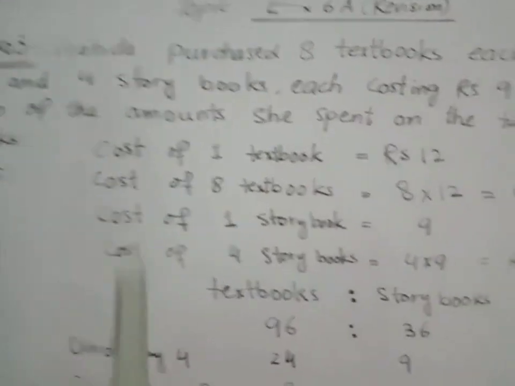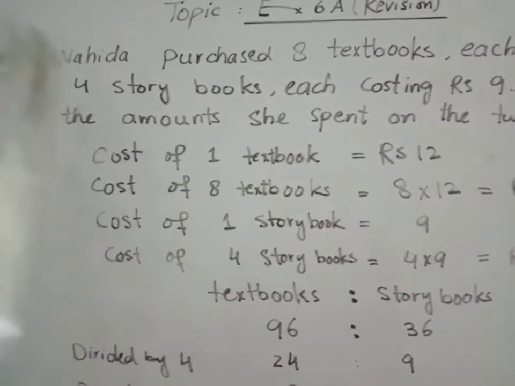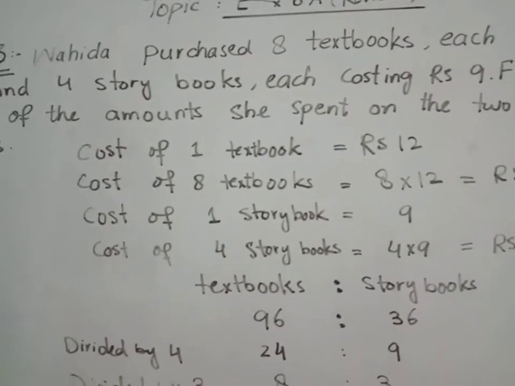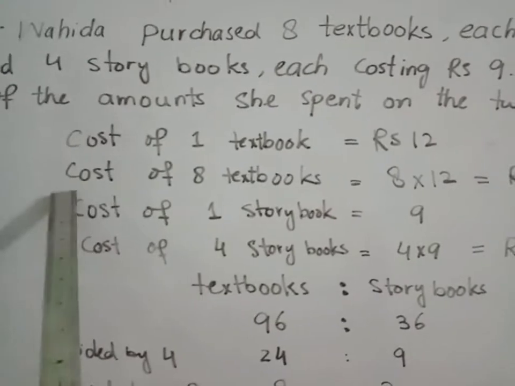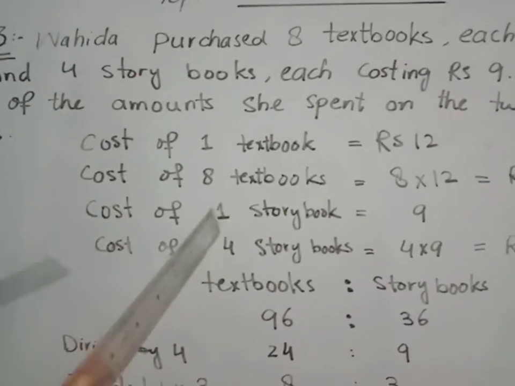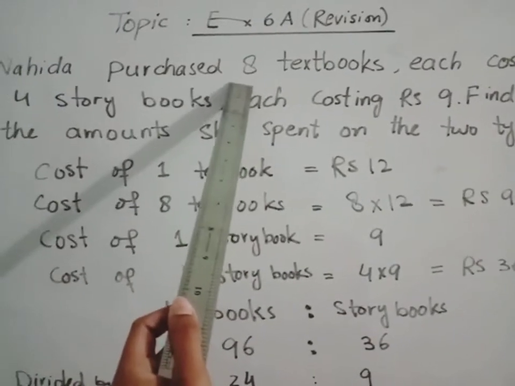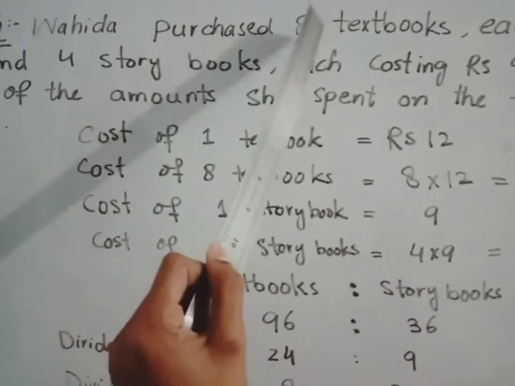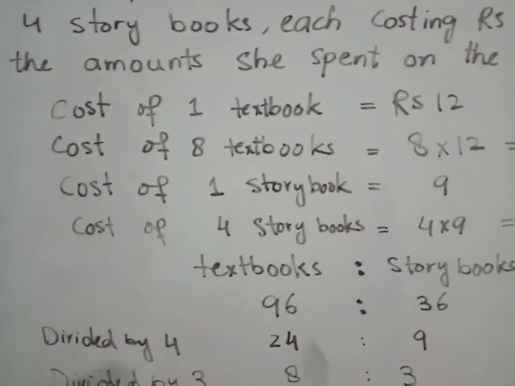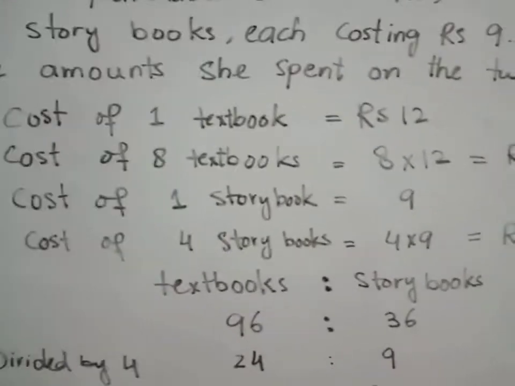Now you will find the ratio of these books, the price of these books. So firstly we will calculate the price of 8 textbooks and the price of 4 story books, because the price given is for just 1 textbook and 1 story book. So we will calculate the price of these textbooks.